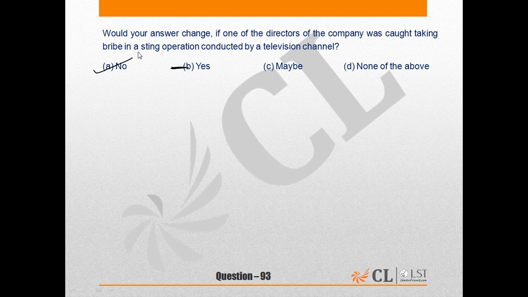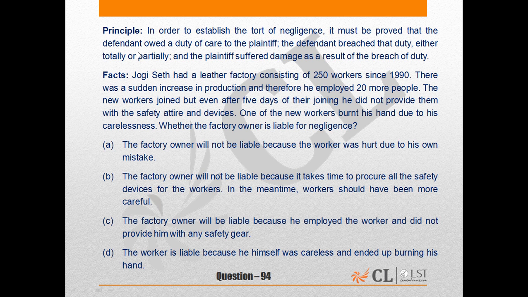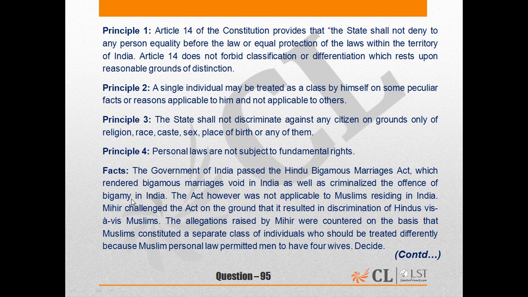Now moving down to question number 94. Question 94 was a question on the topic of torts. It was a fairly easy question, and most of the students have also marked the correct answer. The correct answer option is C, and the majority of the students have marked C as the answer. The next question that we come down to is question number 95. It's a slightly long question, one of the difficult questions of the paper.